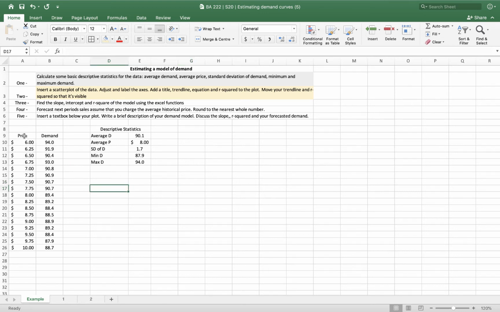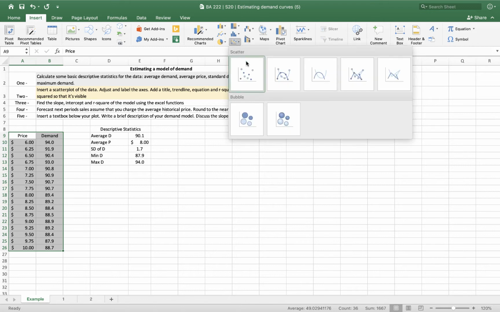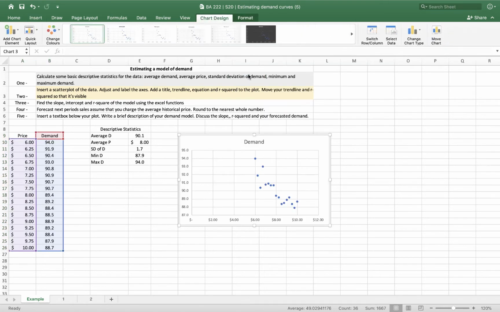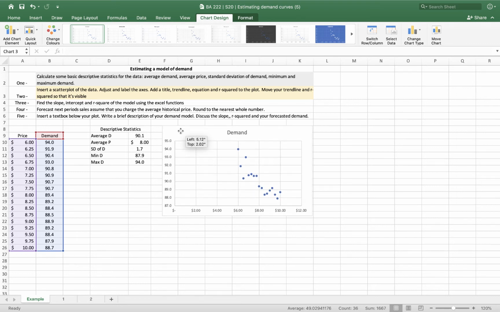So the easiest way to do it, when you've got your X and Y variables right next to each other, is to highlight all of the data. And then under Insert, you want to choose a scatter plot, XY scatter, and we're just going to do a regular old scatter plot with no lines connecting the data. I'm going to move it here.